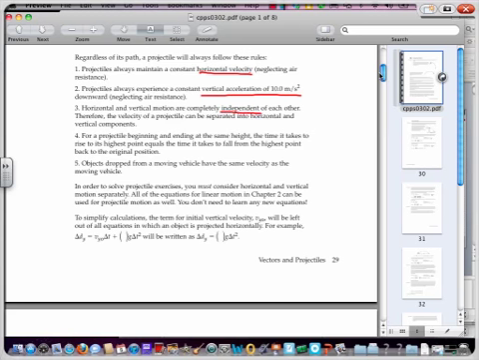And for a projectile beginning and ending at the same height, the time it takes to reach the highest point and the time it takes to fall from that point back to the original position are the same. In other words, it takes the same amount of time to go up as it does to go down. And objects dropped from a moving vehicle have the same velocity as the moving vehicle. So if you were in an airplane, you have some velocity when you jump out. You have the airplane's velocity as you jump out.